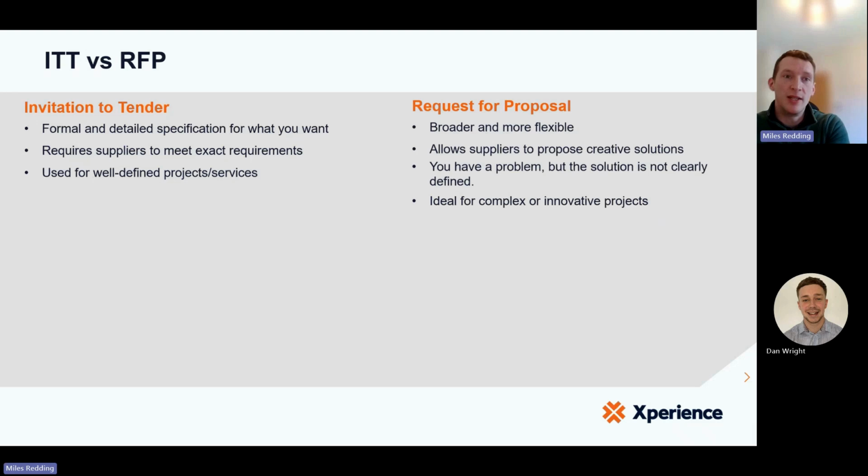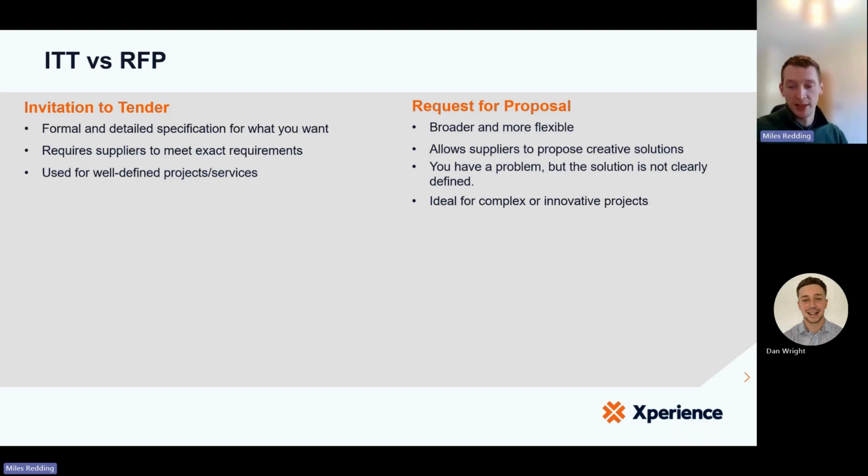The second type of tender that we see is what we call a request for proposal, or an RFP. And this is generally far more broad and more flexible, and it allows suppliers to be creative. You'll give them a problem, and the onus is then on them to devise a solution. But you don't know or have clearly defined that solution.